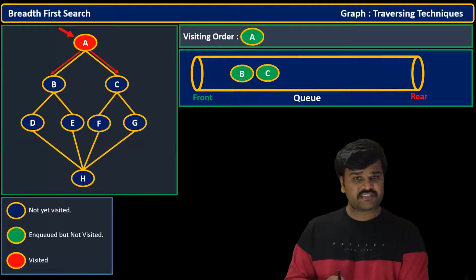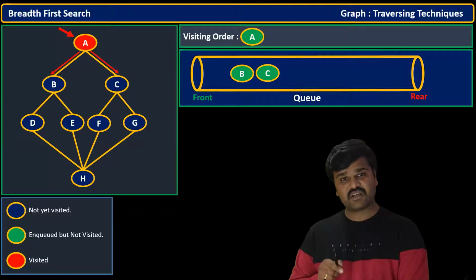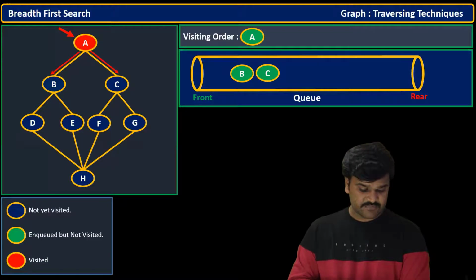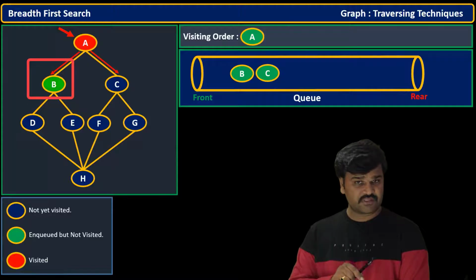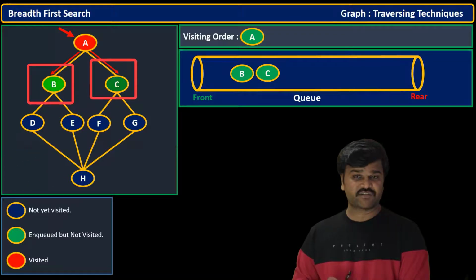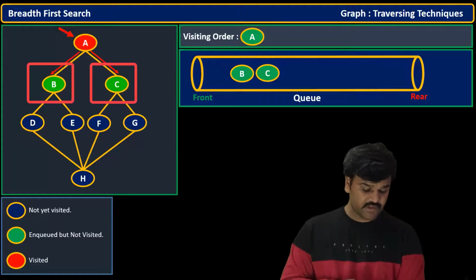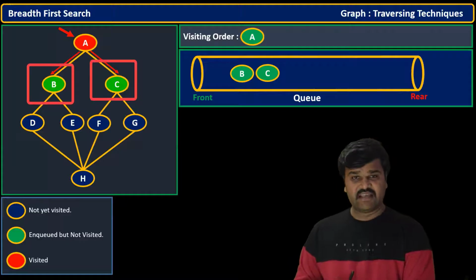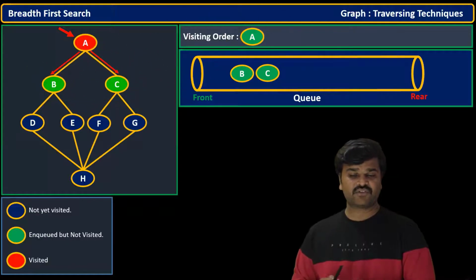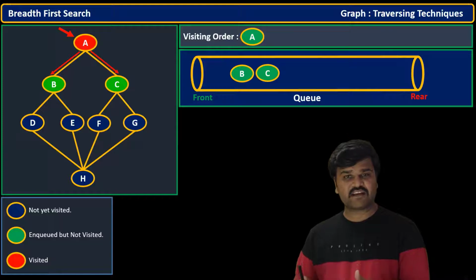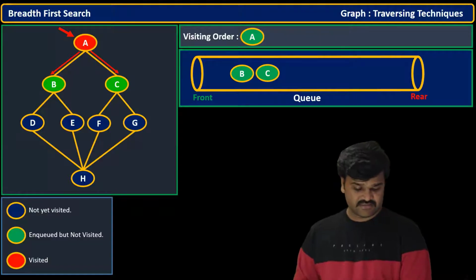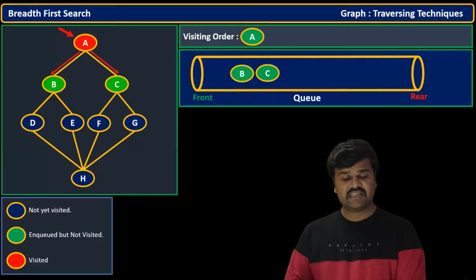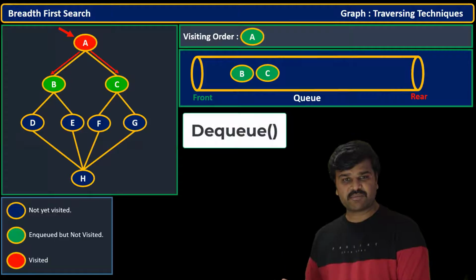Now, after enqueuing B and C, what you have to do? You must change their colors, right? So B's color we change to green, and C's color also changes to green, because you enqueued them, of course not visited, but you considered them. Then again the same question. What is the question? What is the vertex I have to visit next? That means whoever is in the front of the queue, that vertex you have to visit. That means you simply perform the DQ operation.